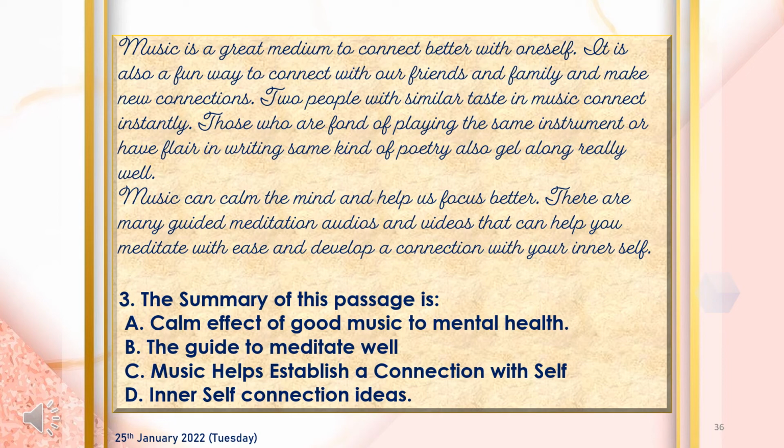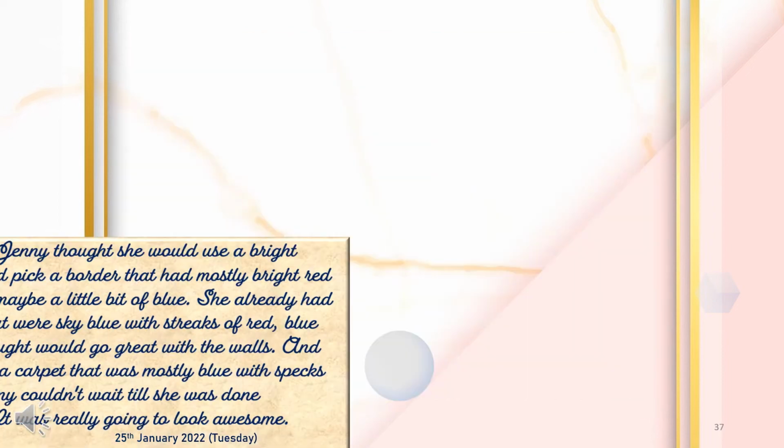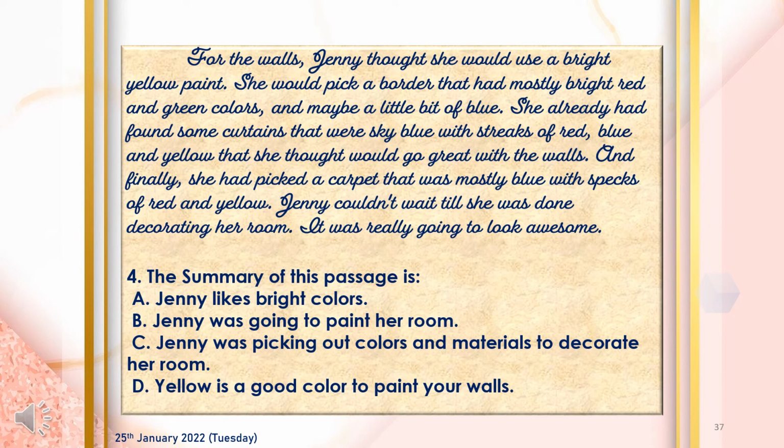D. Inner self-connection ideas. For the walls, Jenny thought she would use a bright yellow paint. She would pick a border that had mostly bright red and green colors, and maybe a little bit of blue. She already had found some curtains that were sky blue with streaks of red, blue and yellow that she thought would go great with the walls. And finally, she had picked a carpet that was mostly blue with specks of red and yellow. Jenny couldn't wait till she was done decorating her room. It was really going to look awesome.